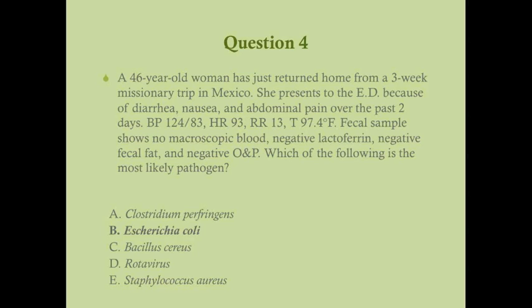And not getting E. coli is the reason. So Clostridium perfringens is usually acquired from meat. Bacillus cereus is from recooked fried rice. Rotavirus is the number one cause of diarrhea in children. And Staphylococcus aureus is usually from left-out cream sauces and milk.